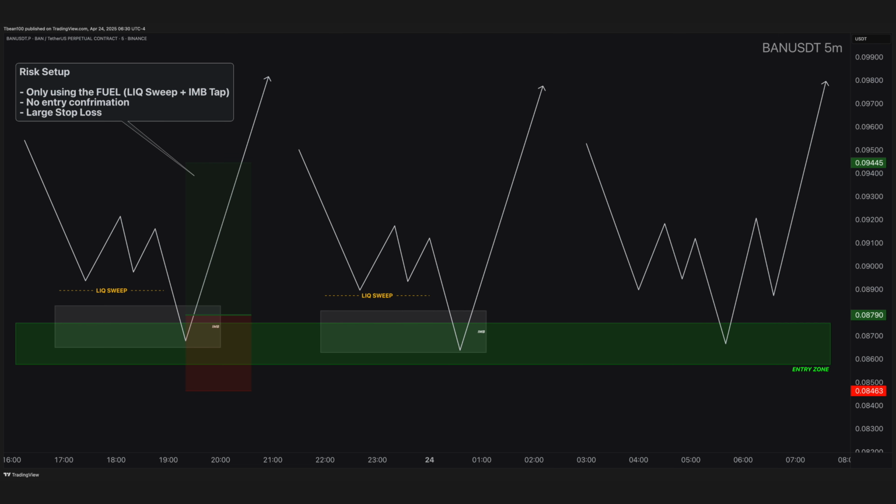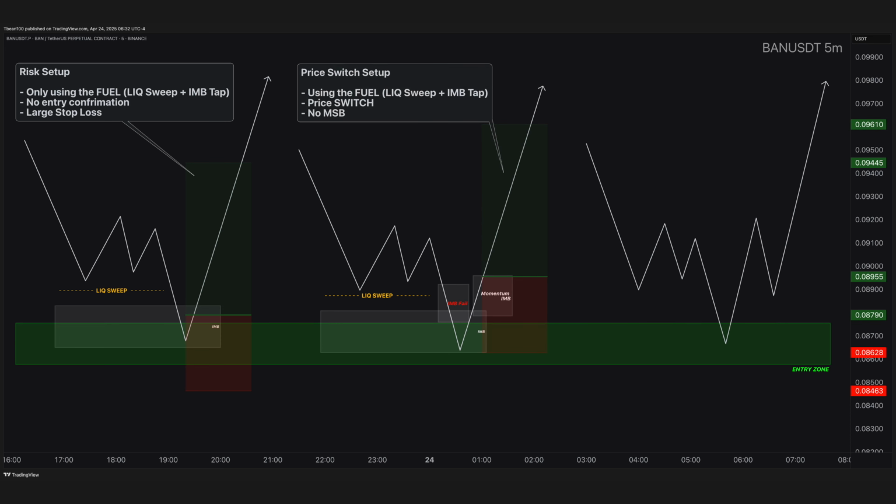Next is kind of a pre-confirmation, which I call the price switch. What you are waiting for here is a change in imbalances. A failure of, for example, a bearish imbalance, followed by a working bullish momentum imbalance. This at least gives me some sort of confirmation here.